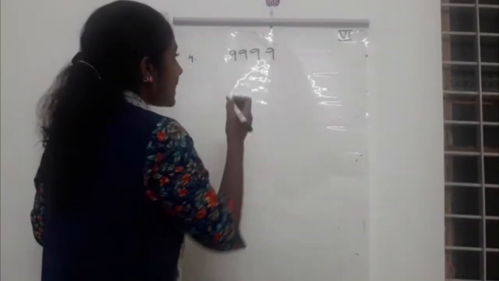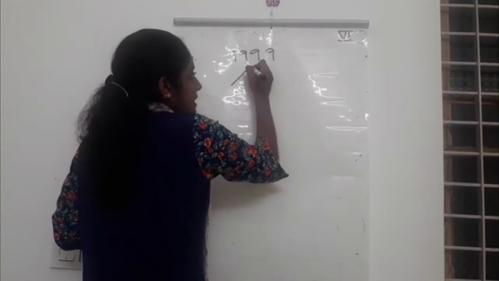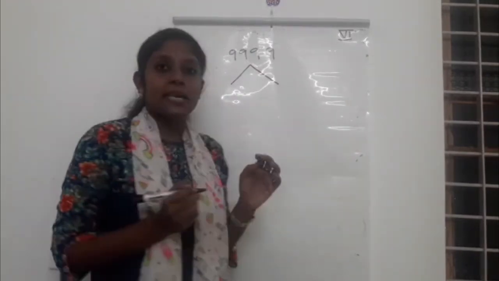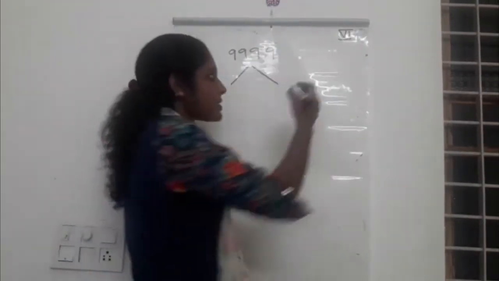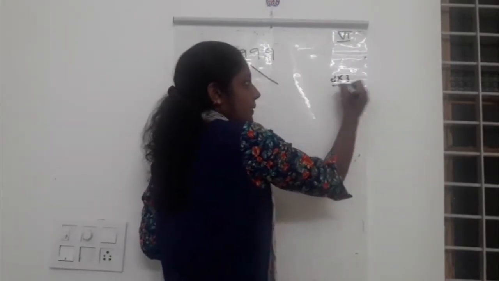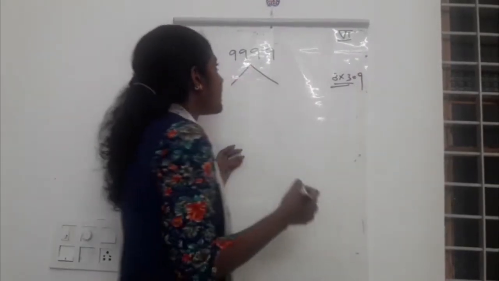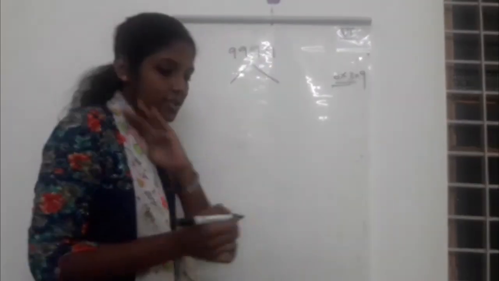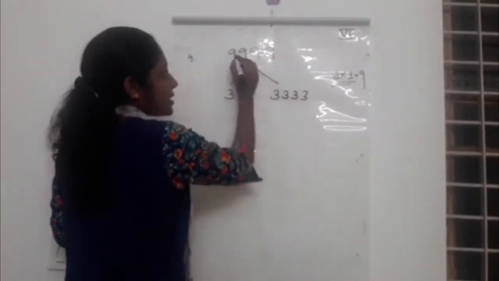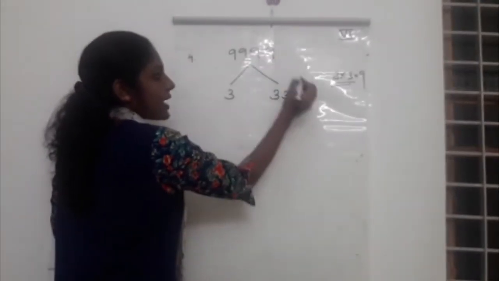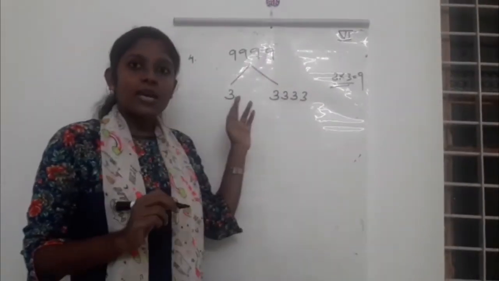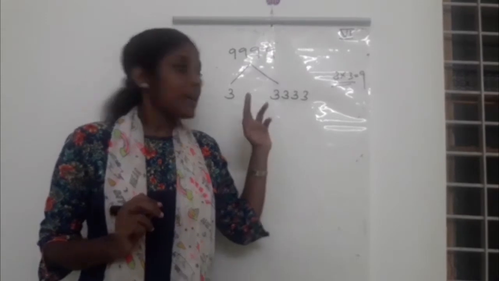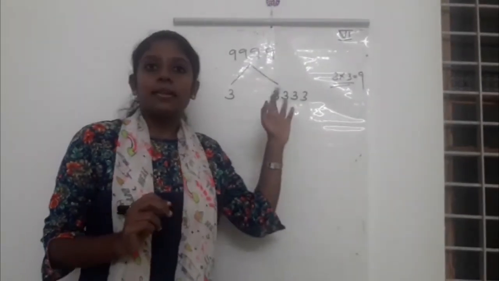For that, 9999 can first be expressed as a product of prime numbers. You already know 9 is 3 into 3. Here it is 9999, four nines are there. So you can express it as 3 into 3333. That is 3 into 3 is 9, 3 into 3 is 9, 3 into 3 is 9, and 3 into 3 is 9. So you can express it like this: 3 into 3333.